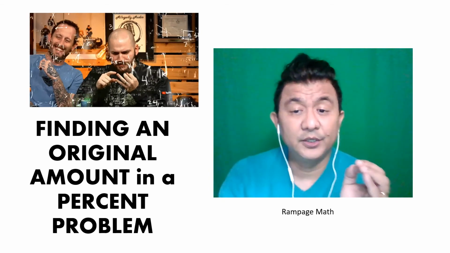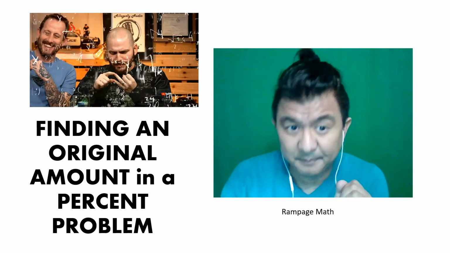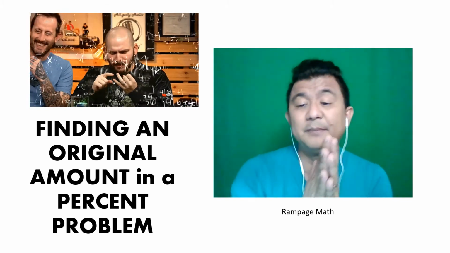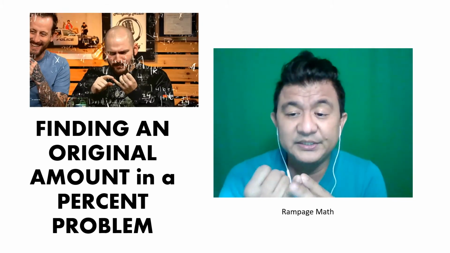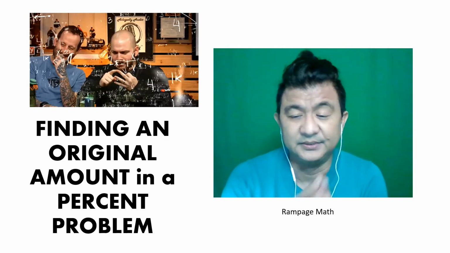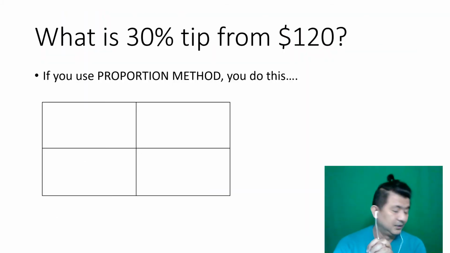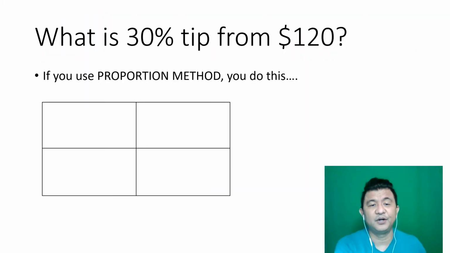So today we're going to apply the lesson on percent in finding the original amount, okay? The original amount will be applied in gratuity, tax, commission, markup, and discounts. Let's start with this problem. What is a 30% tip from 120?